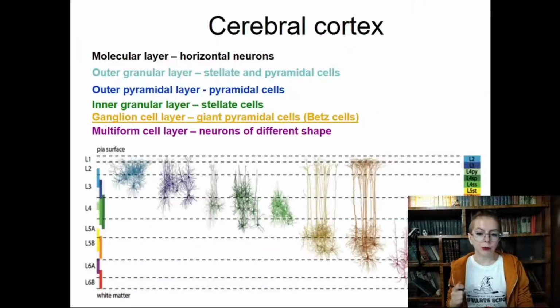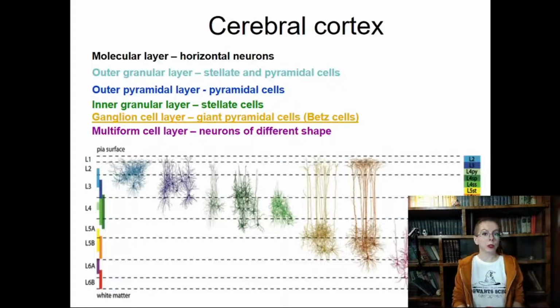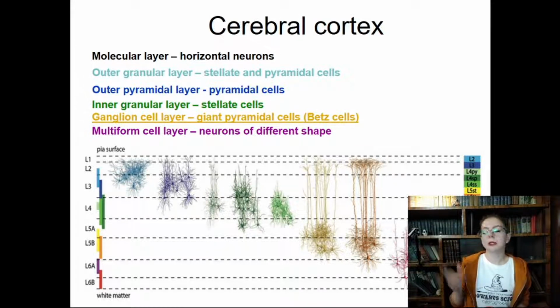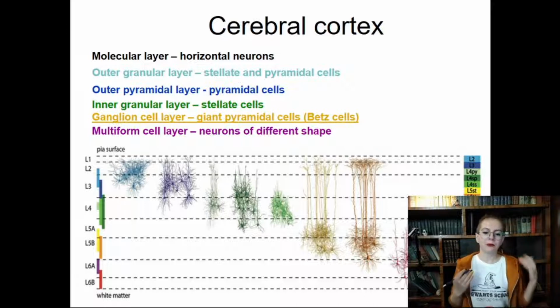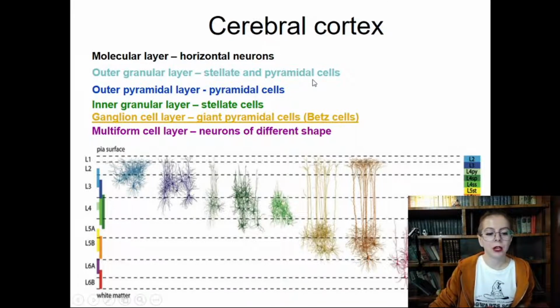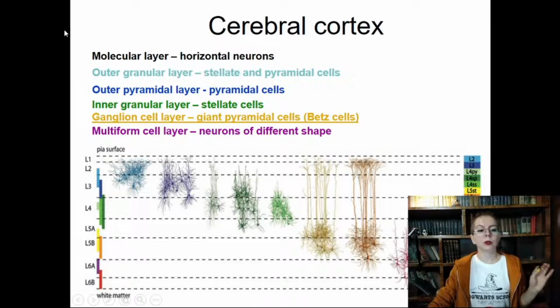Okay, let's start from the most complicated structure, cerebral cortex. It has 6 layers, and there are no exact borders between them, so they are more or less conditional, and each layer differs by the cellular composition. So cells differ by their shape, but they differ more significantly by their function. So which layers do we consider? First of all, the most superficial is called molecular. Molecular because it is almost acellular. Only a few cells are located there, and they are called horizontal neurons.